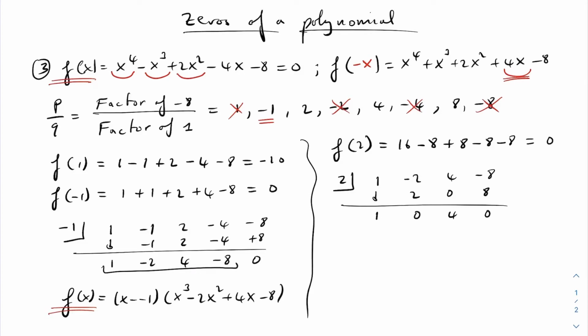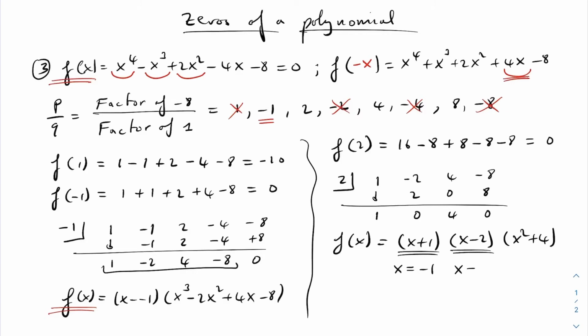And so now I'm going to have f of x equals x plus 1 in parentheses, multiplied by x minus 2 in parentheses. And then using the 3 coefficients here, I can write the last factor as x squared plus 4. And so with that, I can go ahead and set each of those factors equal to 0. And so I'm going to have x plus 1 equals 0, giving me x equals -1, of course. Then x minus 2 equals 0 would give me x equals 2. And so finally, I can go ahead and set x squared plus 4 equals 0. And that's going to give me x squared equals -4, which if you take the square root on both sides, you're going to get x equals plus or minus 2i.